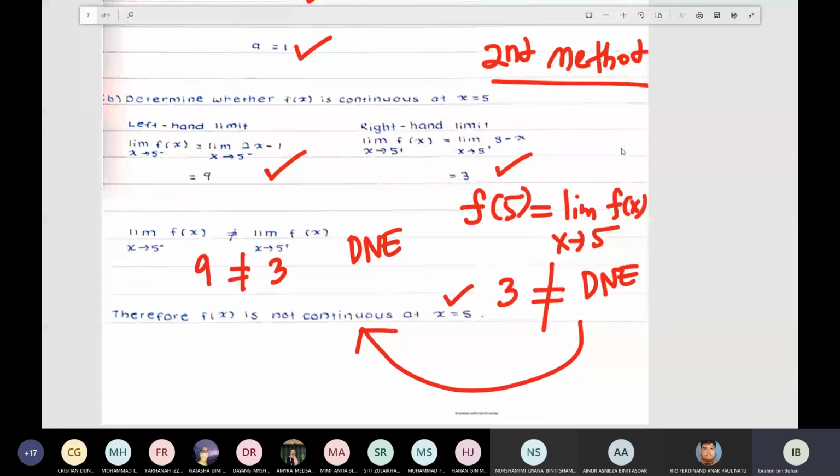Yeah. Jadi dua-dua method ni boleh pakai ya. Sama ada you compare the left hand or the right hand limit, okay, ataupun you compare the f(5) equals to the limit of f(x). Yeah. Okay. Question 8. And question 9.